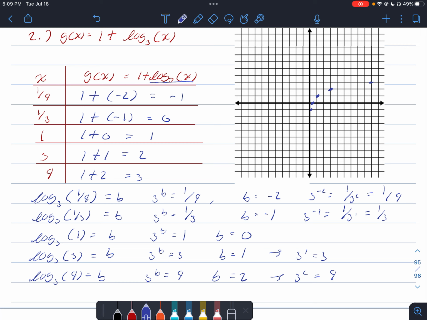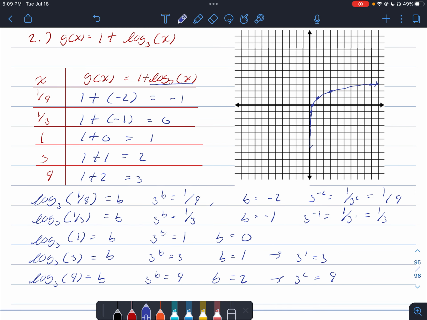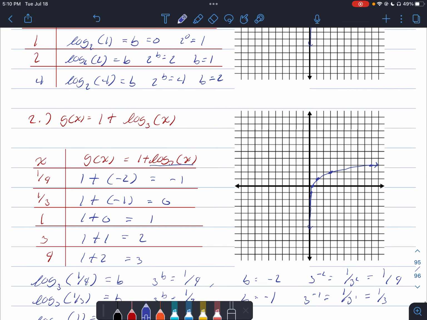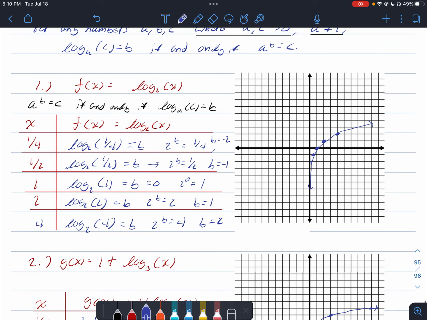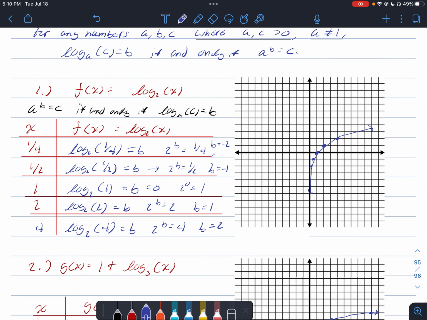I think that's 9. Yeah, 9. Okay, so what you'll notice is that this gets really steep here at the beginning, and then it progressively gets less steep the further off we go. All right, and as you get closer and closer to 0, it gets infinitely more and more steep. Okay, so this is the basic shape of your logarithm graph, and hopefully that makes your graphing a little bit easier.